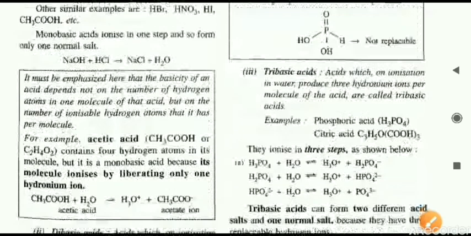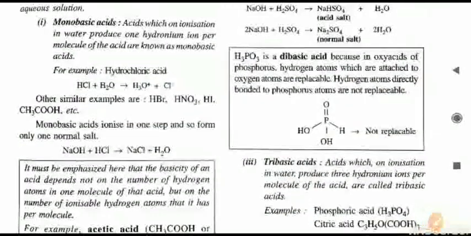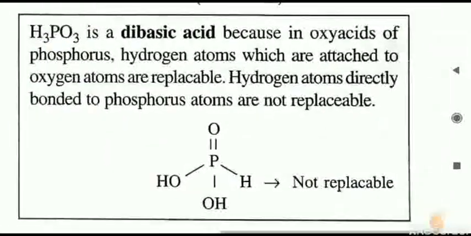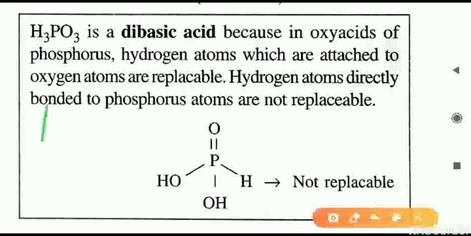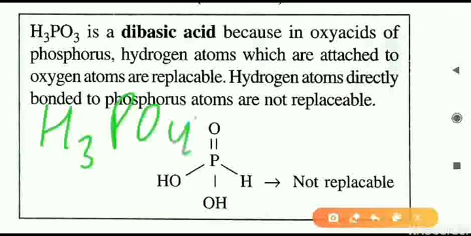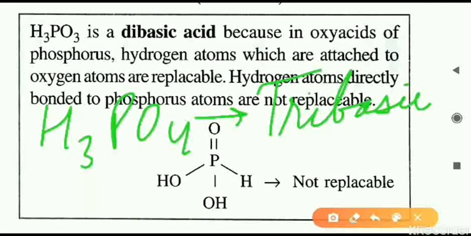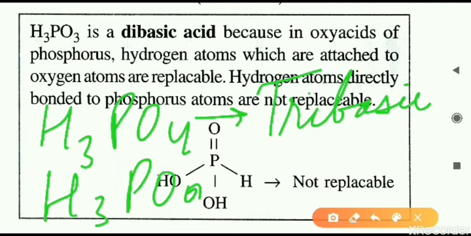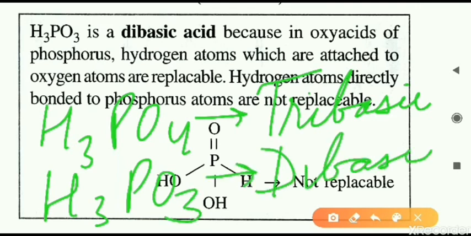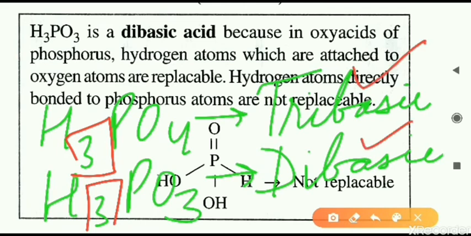Now, I said to take a pause here. Let us have a look at H3PO3. This is a special case. Earlier we have seen H3PO4 is tribasic, but on the other side, H3PO3 is dibasic. Why is it so? Both have 3 atoms of hydrogen, still one is tribasic and one is dibasic. The reason is the pattern of bonding.